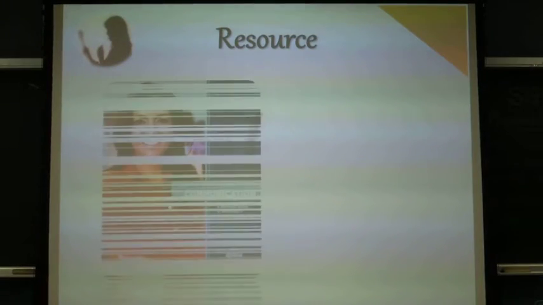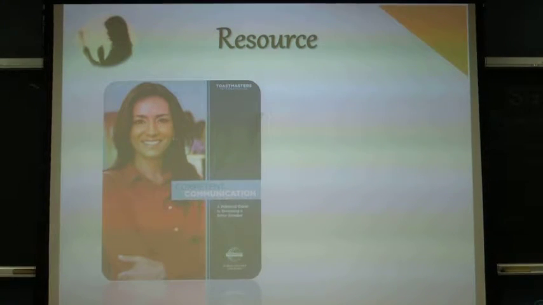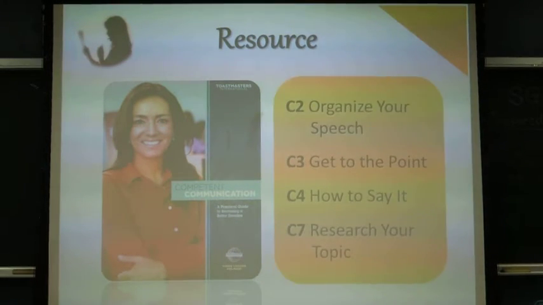And also, we have a handbook from the headquarters. If you are a formal member of us, you'll get this Competent Communication handbook. And the objects and the subjects related to writing are C2, C3, C4, and C7. So you can also refer to these parts in the handbook to check some writing tips.